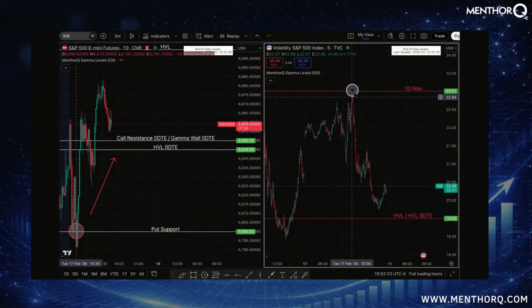Yeah, and I mean, this one was a very, very, very nice chart and a very clear opportunity and confluence. You know, we have the VIX on one side, we have the ES on the other side.